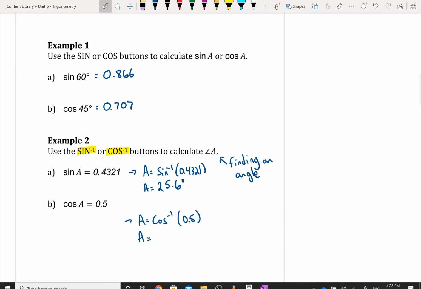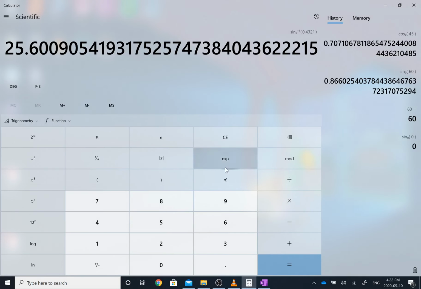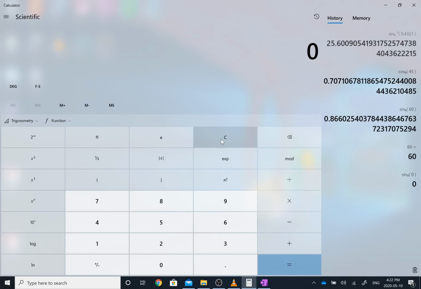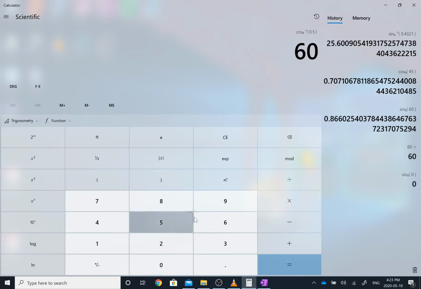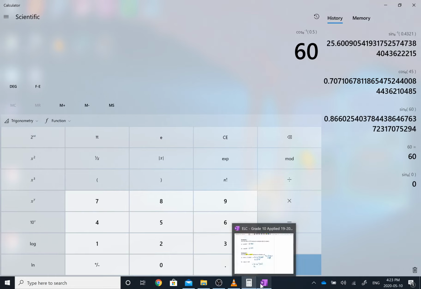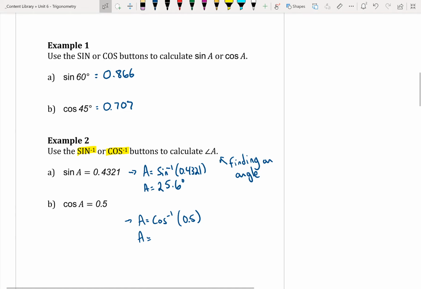So I'm going back to my calculator. I'm clearing everything. It's 0.5. I'm going back to hit the second function. So again, you have to hit the second function too, and you should get then cos -1. And when I do cos -1 of 0.5, I get an angle of 60. So that means if I had a ratio of 0.5 between my two sides, my angle is 60 degrees.